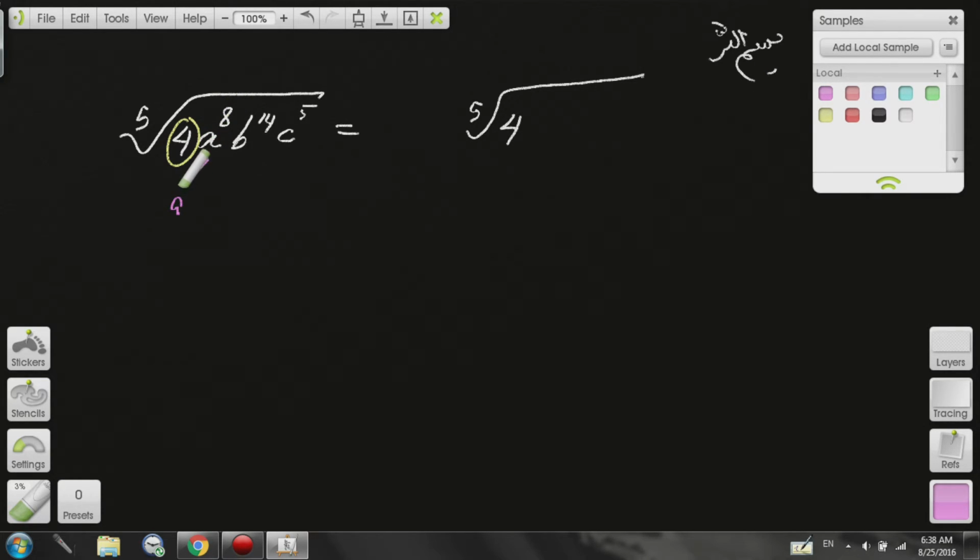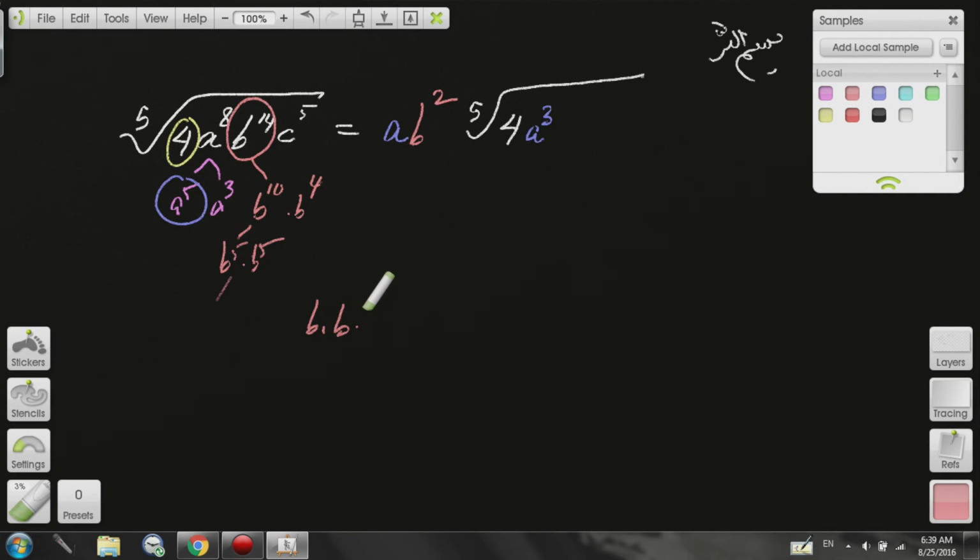So, a to the 8th is a to the 5th times a to the 3rd, right? So, this can come out as 1 a. So, a, correct? And then what remains inside is 3 a's, a cubed. And then we have b to the 14th. So the b to the 14th is b to the 10th times b to the 4th. Okay. So b to the 10th will come out as b to the 5, b to the 5, right? So this can come out as b squared.